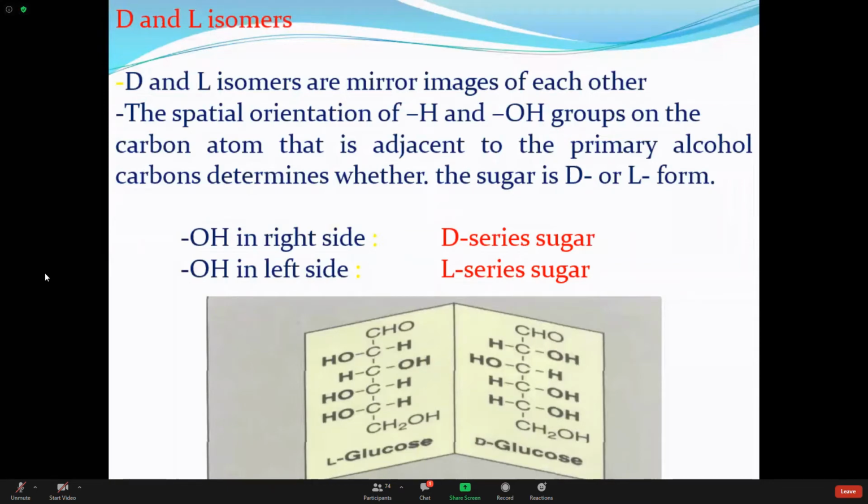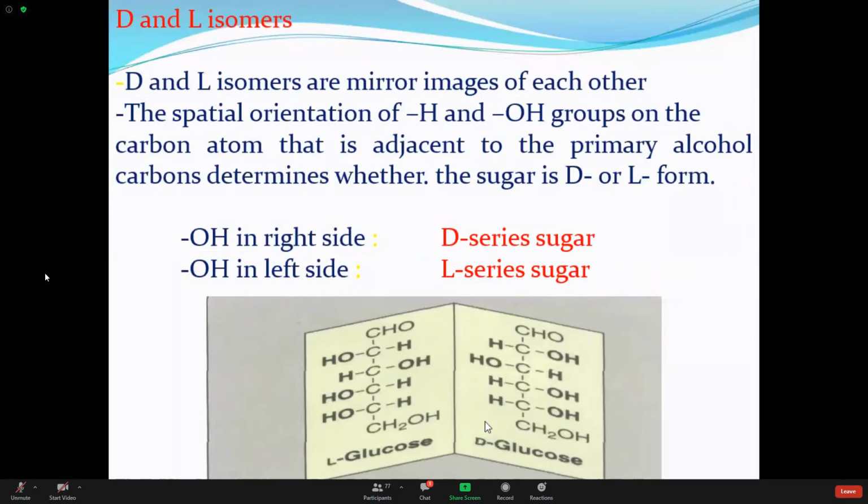Fine. So now I am talking about the different types of isomers. D and L variety. I told you last day, if you remember, that protein also has isomers, D and L isomers. So what is the meaning of this D and L isomer? They are just like mirror images of each other.